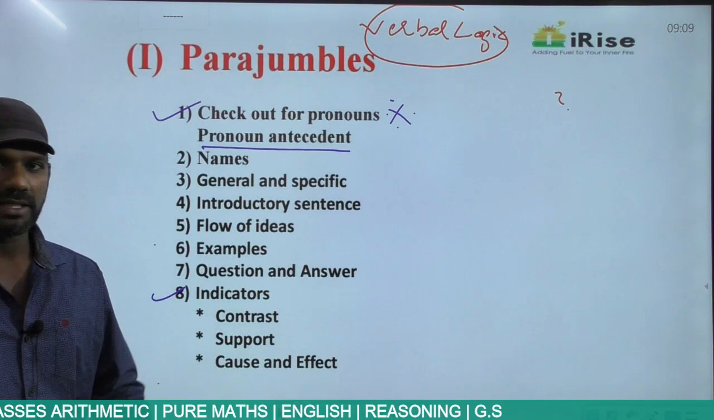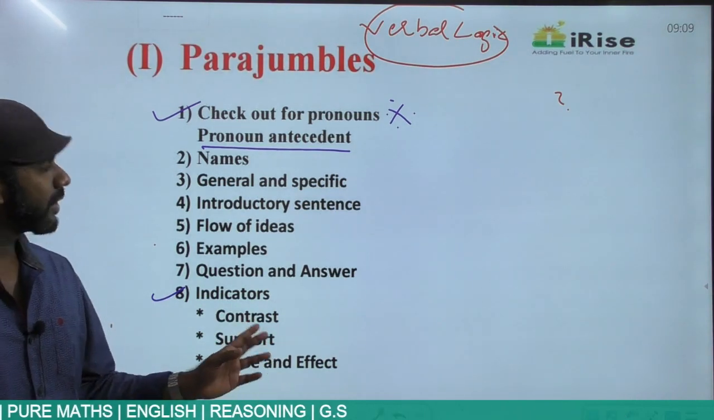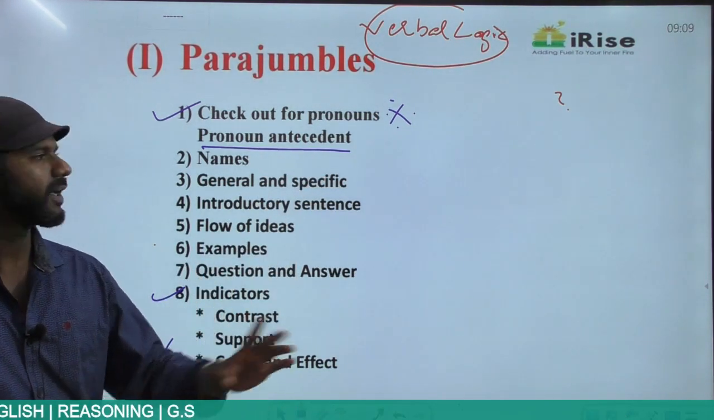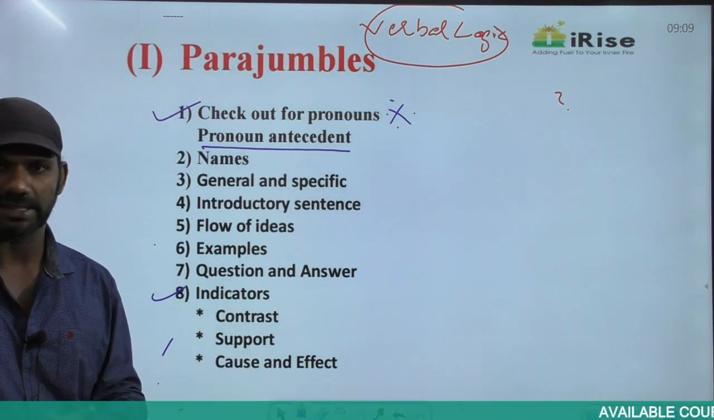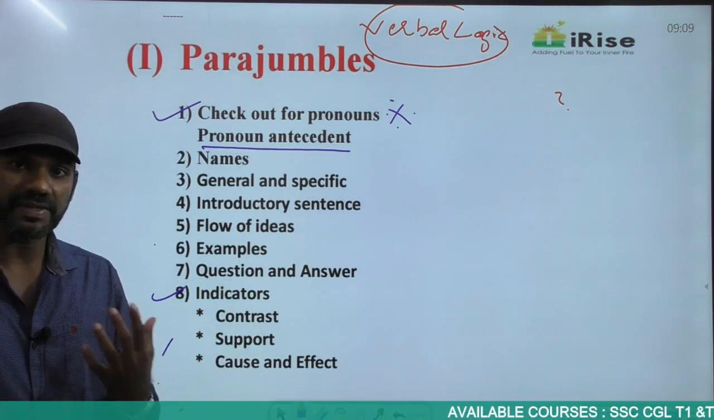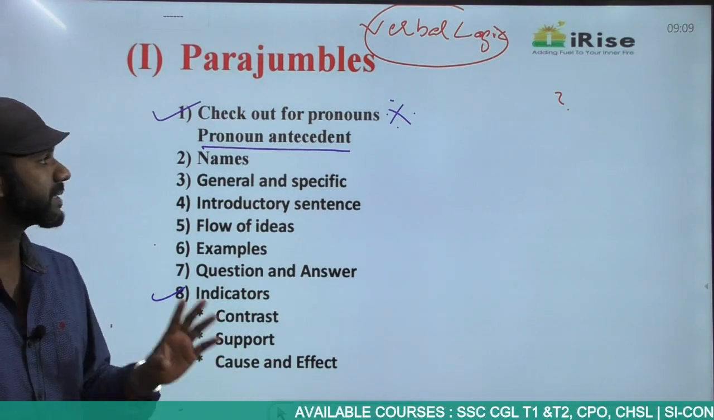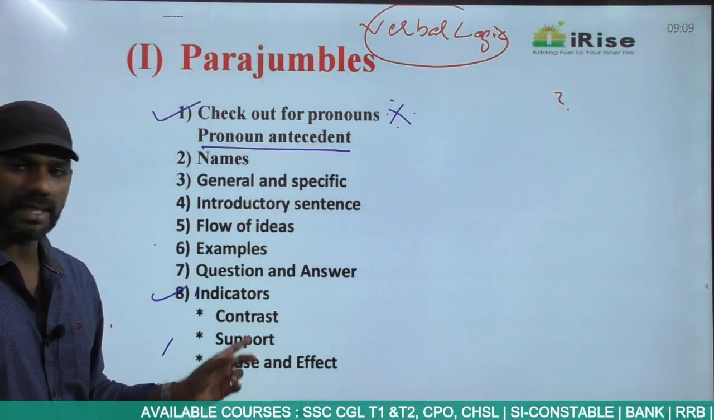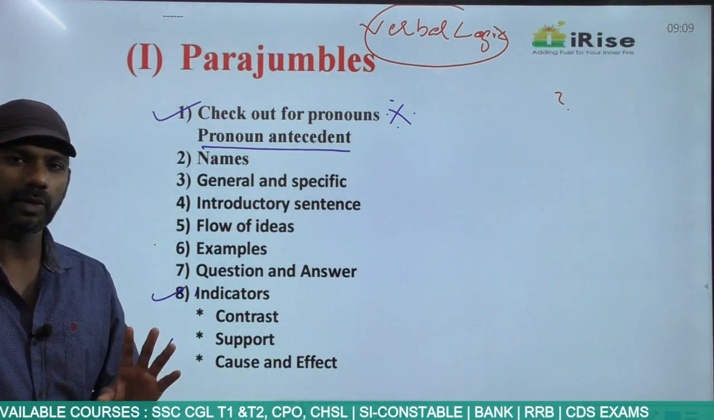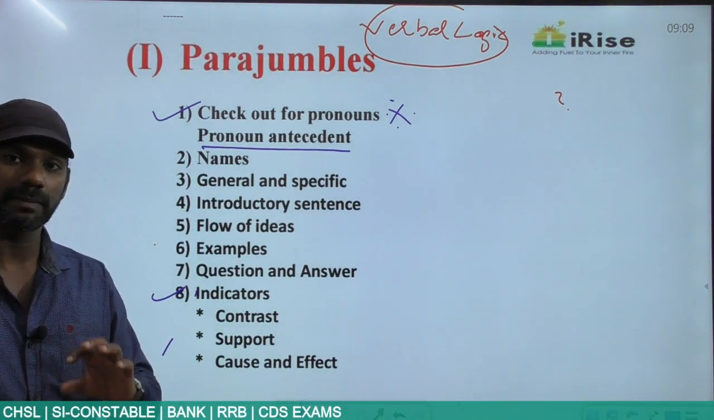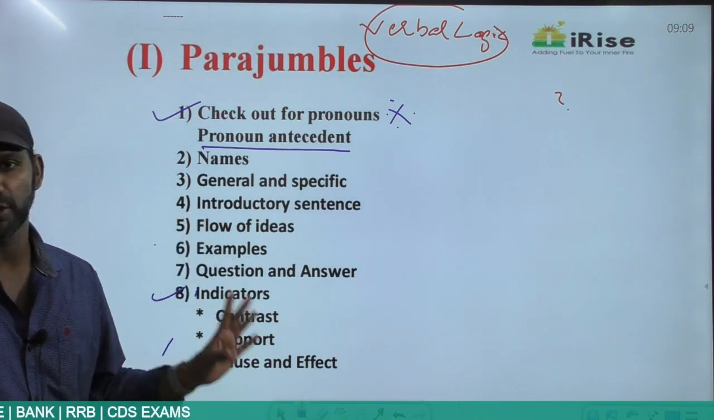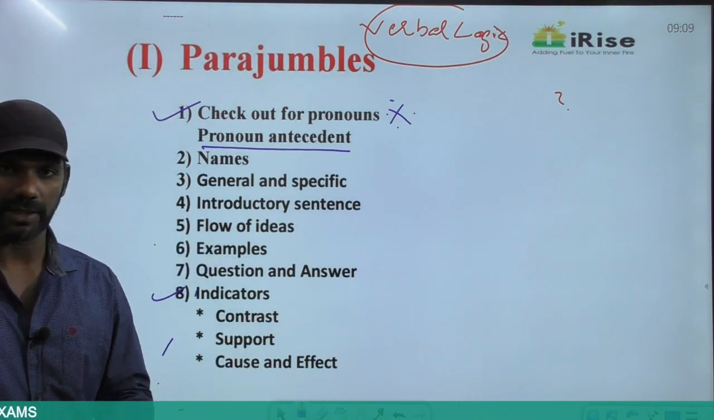You cannot touch parajumbles without a good knowledge of pronouns and indicators. In fact, these two concepts are enough for us to crack parajumble questions. Without trying to understand the meanings of sentences, we can solve the questions especially based on pronouns and indicators. Never miss any pronoun, never miss any indicator. Pronouns and indicators deserve utmost importance, especially in the case of parajumbles, to get the answers in no time.